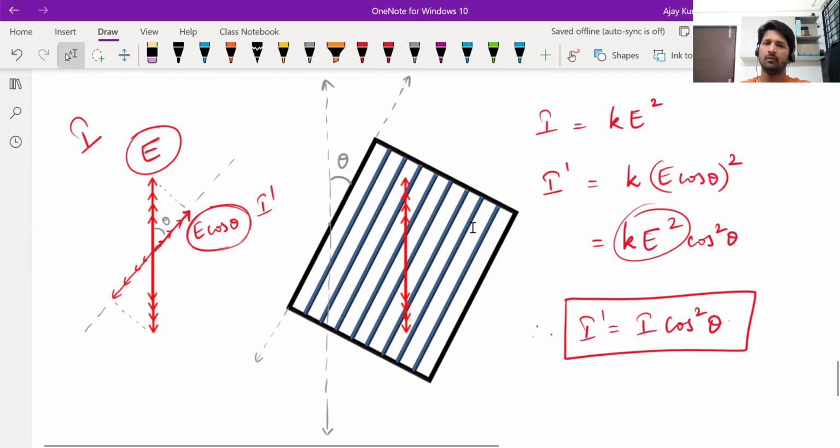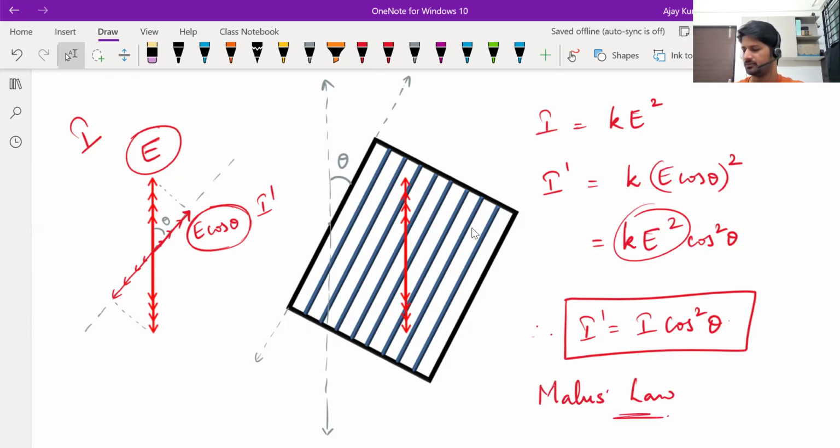Where I is the intensity of already polarized light that is incident on it, and theta is the angle between the electric field of the incident light and the pass axis of the Polaroid. Then the intensity that comes out will be I cos square theta. This is called Malus's law. Very important from exam point of view. Questions based on this are quite common. So when polarized light is again passed through a Polaroid, you can find out the effective intensity this way.